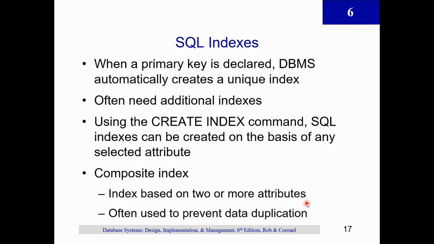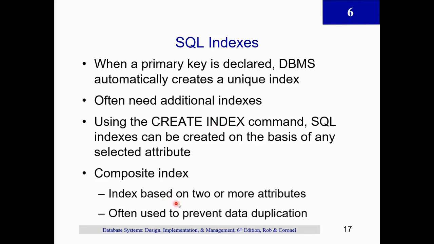And then SQL Indexes, when a primary key is declared, the DBMS automatically creates a unique index. Okay, I often need additional index. Okay, kalau kita tak mention pun, the DBMS tu akan automatically create index tersebut. Okay, kalau kita nak create pun kita boleh create additional index. Okay, using the create index command, SQL Indexes can be created on the basis of any selected attribute. Okay, so attribute yang kita masukkan dalam table tu kita boleh pilih untuk jadikan index. Okay.